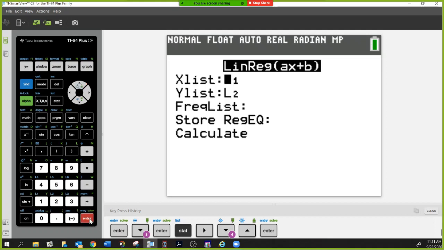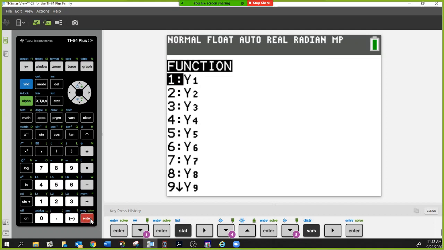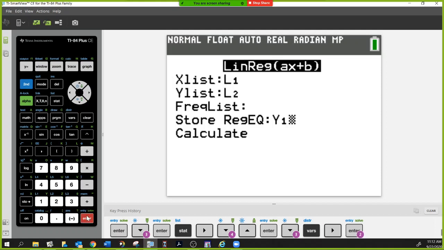This is where we needed the stat diagnostics on. It's not necessary, but I'm going to go ahead and store this reg EQ, this equation, as Y1. This way I could graph it if I want, or I could ask the calculator to plug data in for me. It's faster than typing all the decimals. So vars, Y vars, function, y1. There. It is now stored as y1.